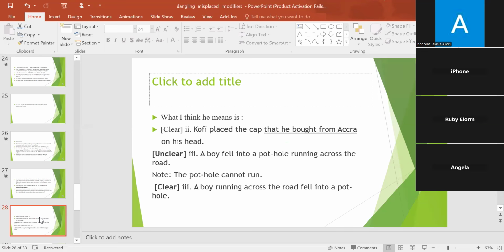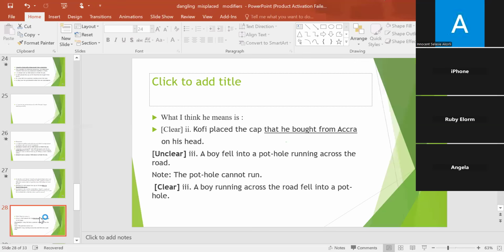Now, so Kofi placed the cap. So you see, like I was trying to explain to you, the modifier that he bought from Accra follows cap. Unlike what we saw earlier on, where he said Kofi placed the cap on his head that he bought from Accra, it means that it was the head that he bought from Accra in the first sentence. But here, it is clear that it is the cap that he bought from Accra.